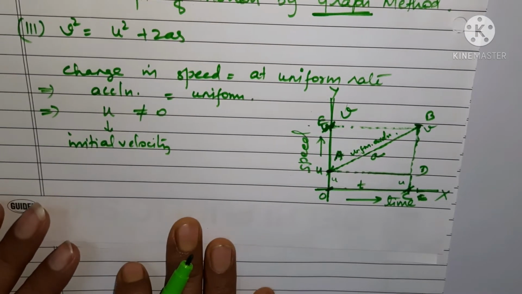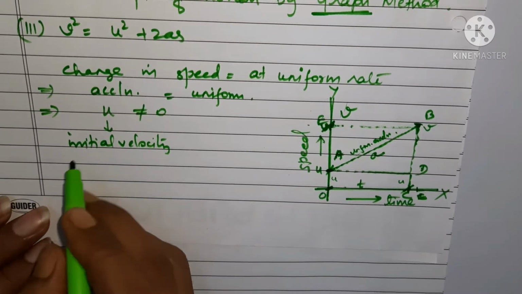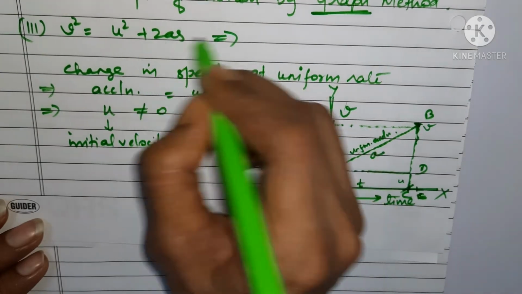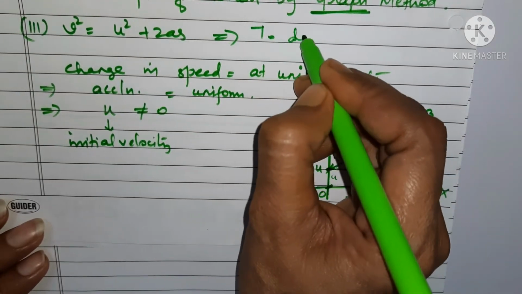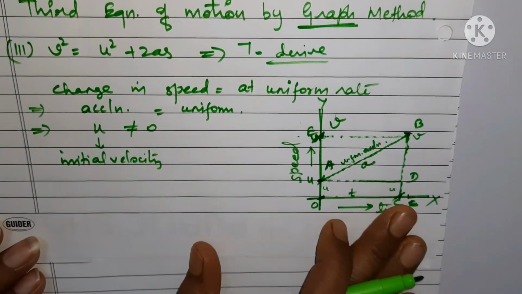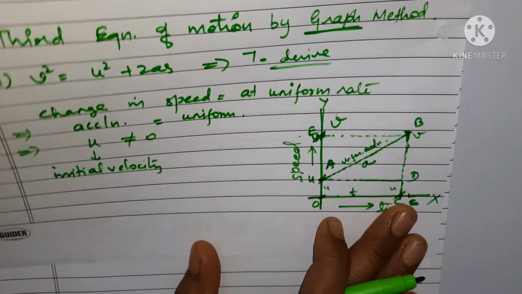Now let us try to understand how to find the derivation. We are going to derive. This is the motto: to derive. Okay, we have to derive through this graph, right? So let us try to understand it.